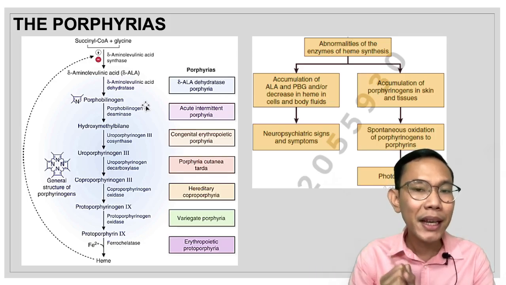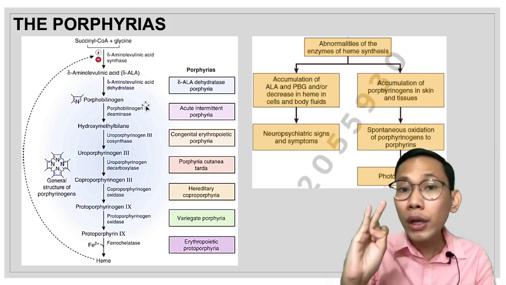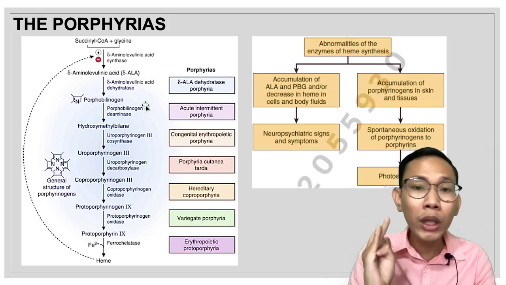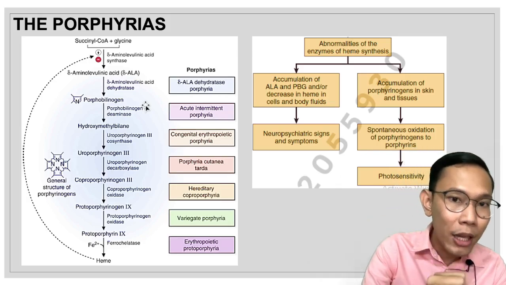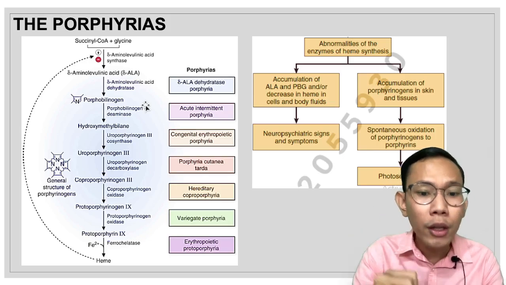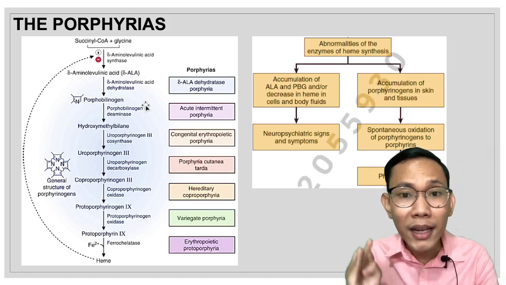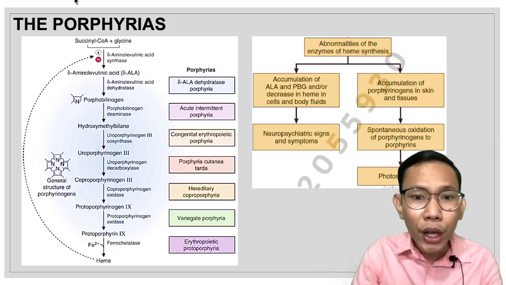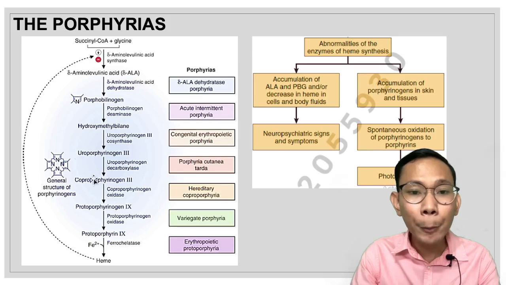It could be identified as primary or your inherited type or your erythropoietic type, or secondary, which is your acquired type due to drugs or chemicals or what we term as your hepatic. So please remember that your porphyrias can be primary or secondary. Primary, which is inherited, brought about by certain mutation, or erythropoietic, or it could be secondary because it is acquired due to drugs or chemicals or what we term as your hepatic. So remember that. Again, your porphyrias is a disorder brought about in your pathway of your biosynthesis.